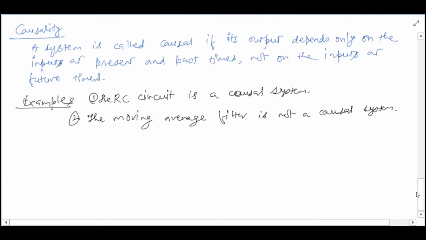Let us now look at another important property of systems, namely stability. A system is called stable if all bounded inputs generate bounded outputs.